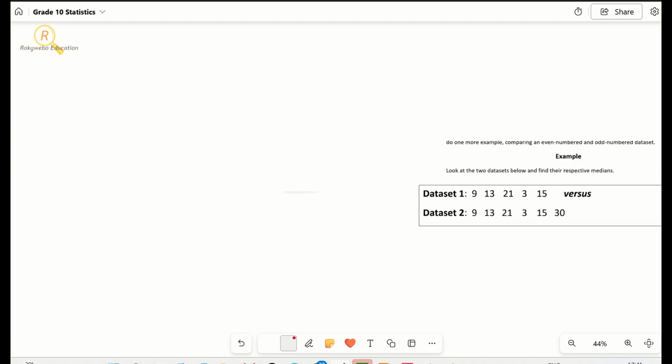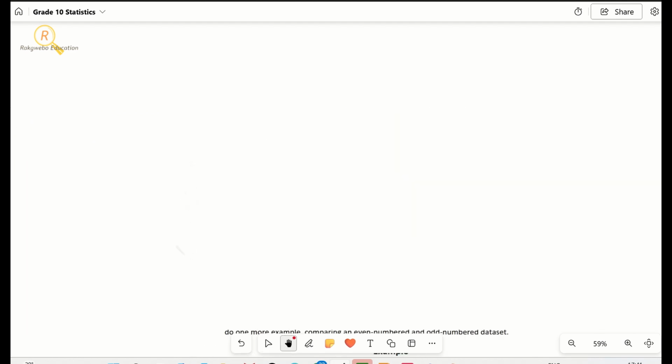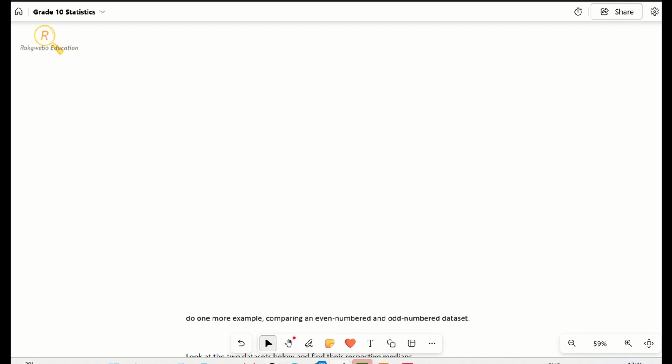Okay, so now we're going to look at something called the median of a data set. Let's write it there. The median, not mean, sorry, median.